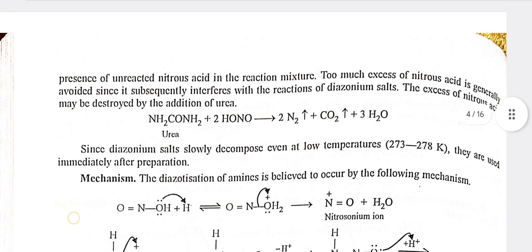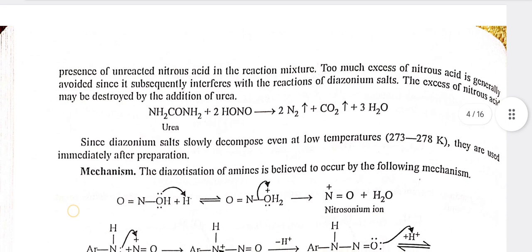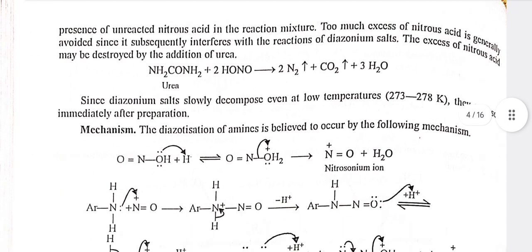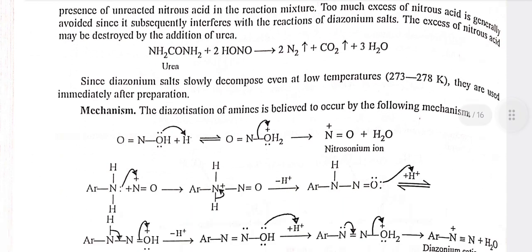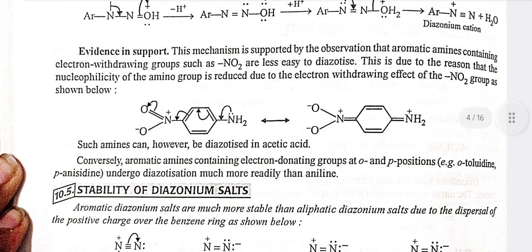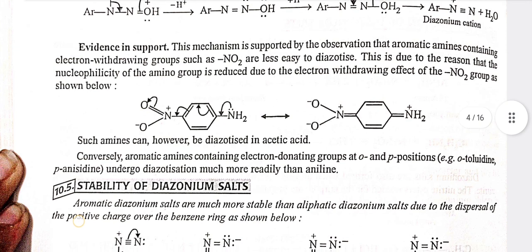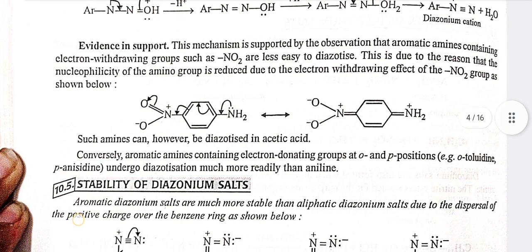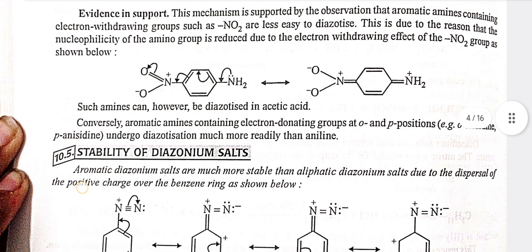NH2CONH2 plus 2HONO gives 2N2 plus CO2 plus 3H2O. Since diazonium salts slowly decompose even at low temperatures, they are used immediately after preparation. Evidence in support. The mechanism is supported by the observation that aromatic amines containing electron withdrawing groups such as NO2 are less easy to diazotize.